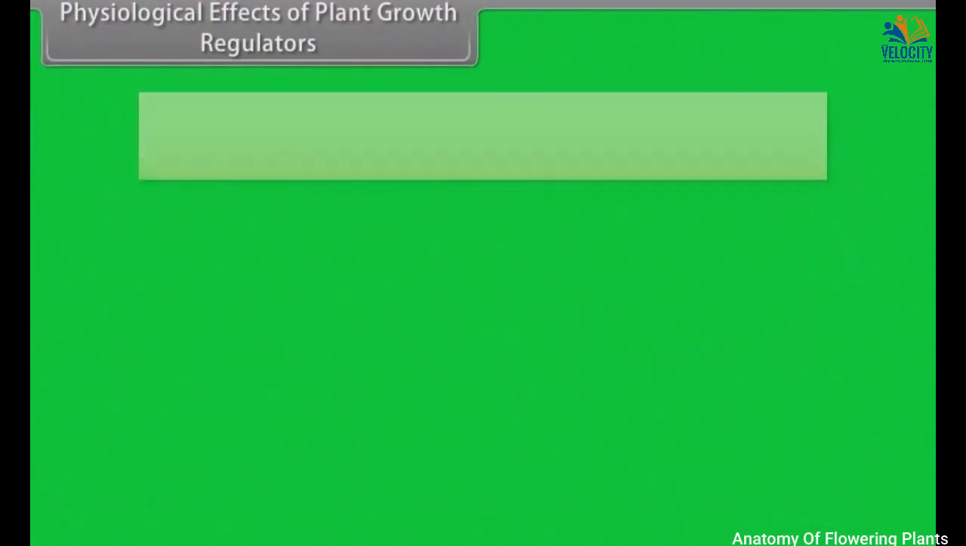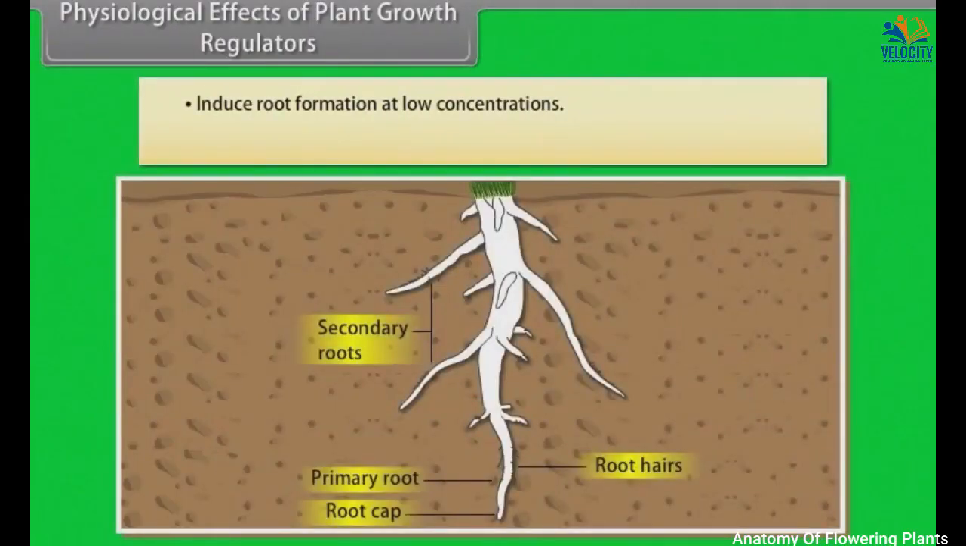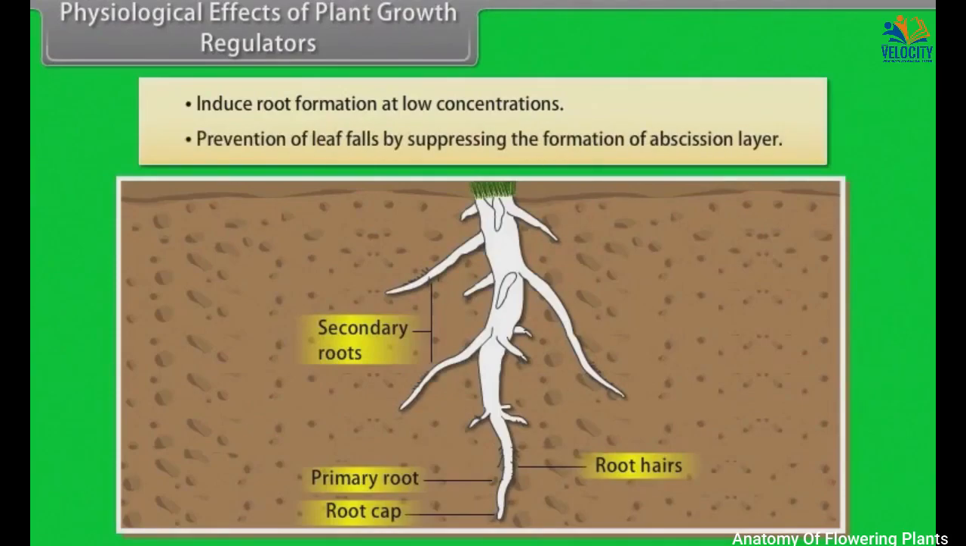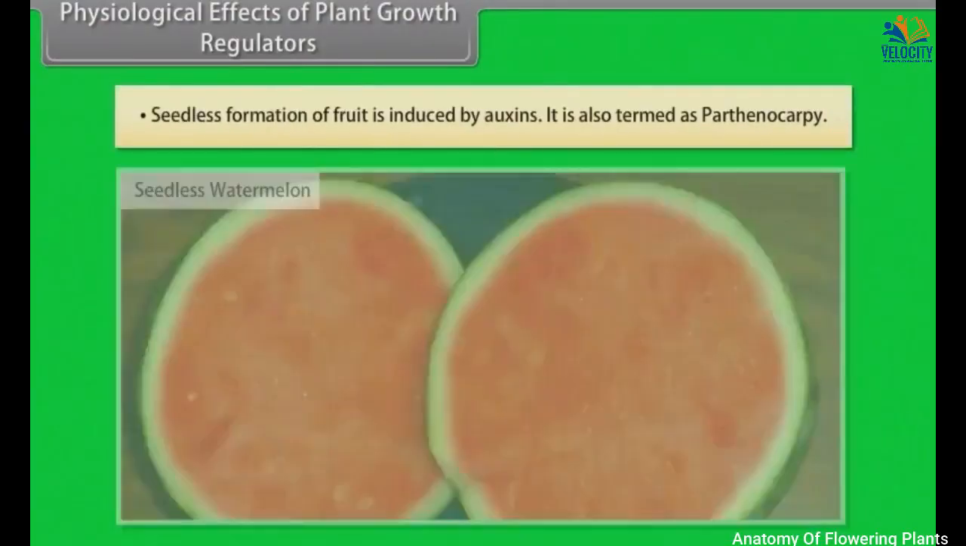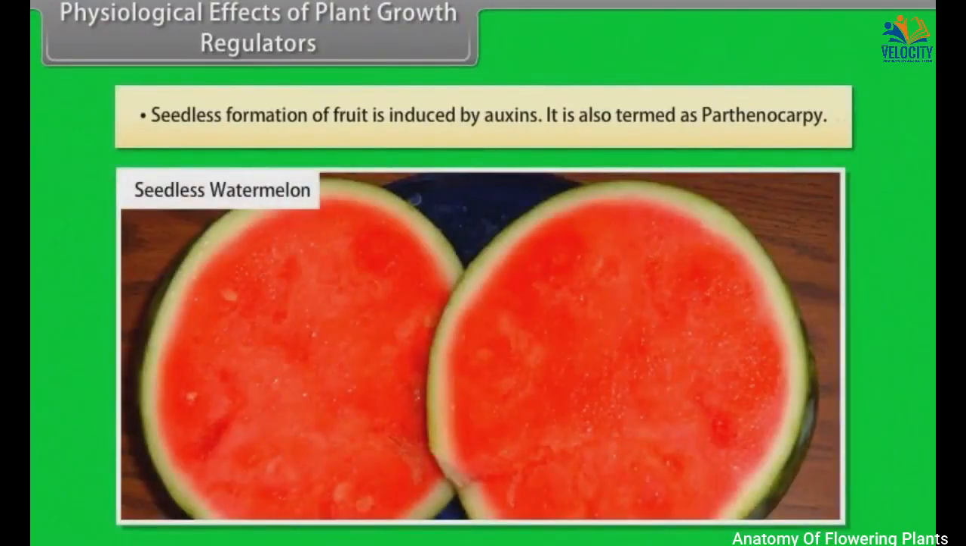They induce root formation at low concentrations. They prevent leaf fall by suppressing the formation of the abscission layer. Seedless formation of fruit is induced by auxins. It is also termed parthenocarpy.